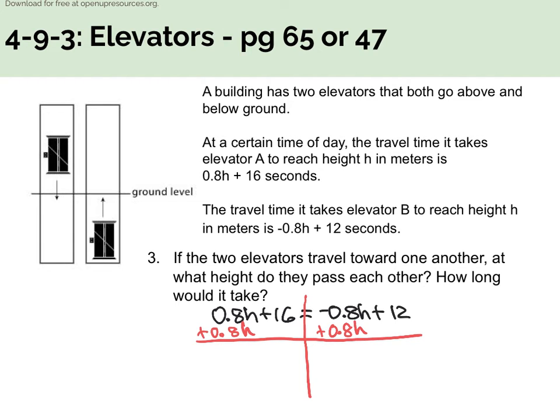So let's grab our calculator and let's do 0.8 plus 0.8. And that is going to be 1.6h plus 16 equals, positive and negative make zeros, right? And then we still have that 12 left over. Let's go ahead and get h's on one side, numbers on the other. That means that that positive 16 wants to be on the other side with the 12. It's positive, so we're going to subtract it off. Oh, sorry, 16.